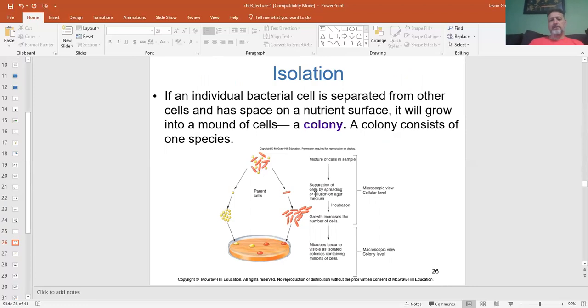So again, that isolation, you have your specimens, you grow them, and they will look different. Usually you can see, not always, but you can see differences in colony, whether it's the shape of the colony, the size of the colony, the color of the colony. And then you want to isolate that out so that you end up with just one type.